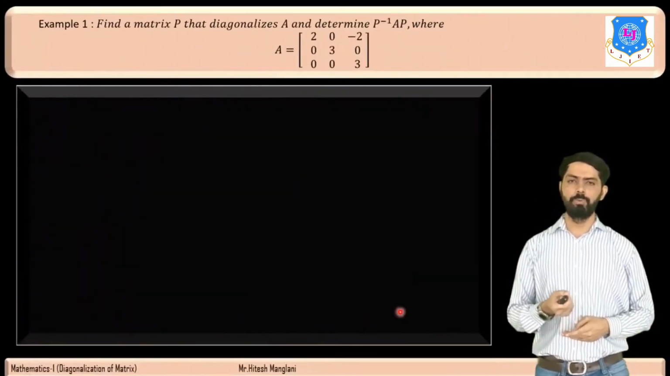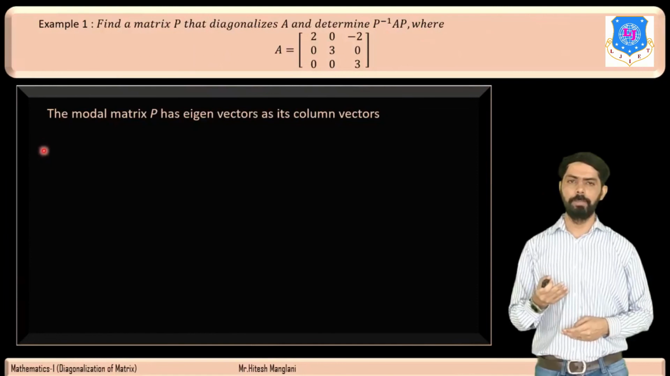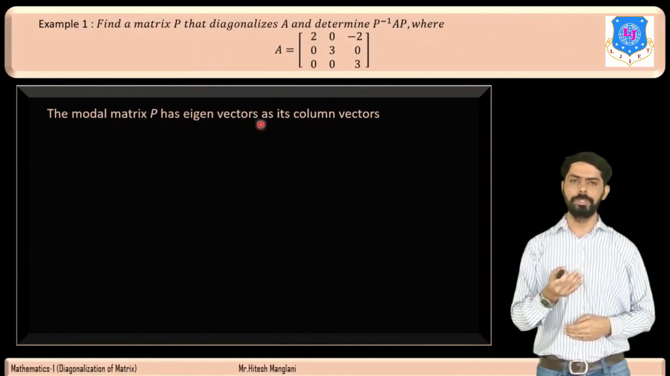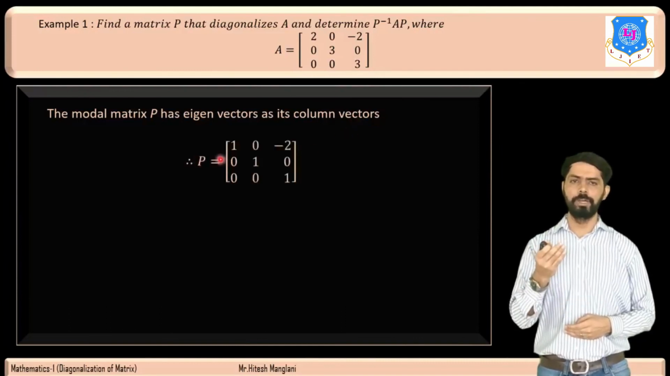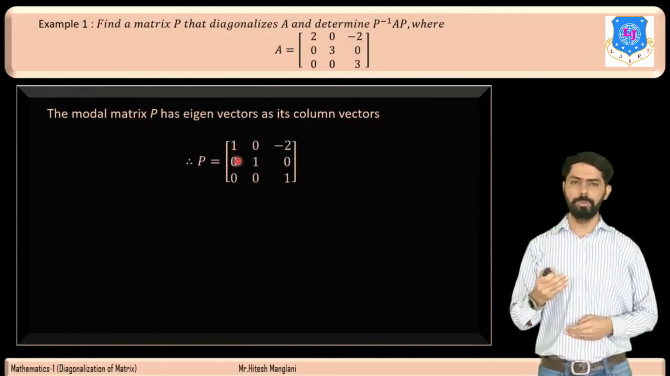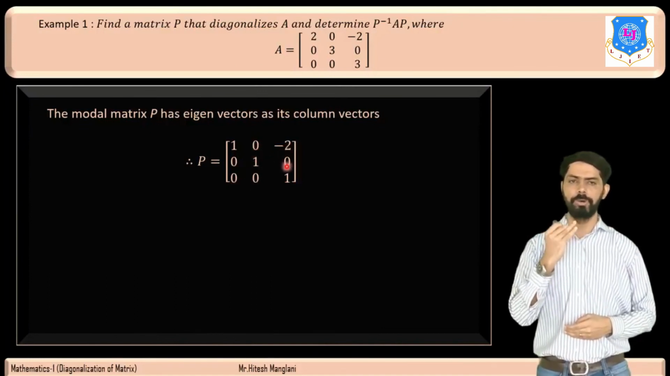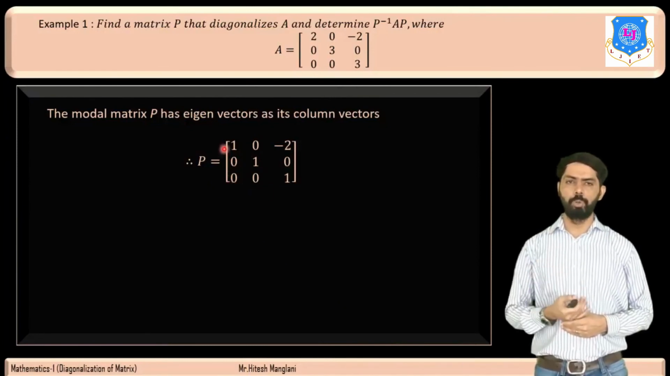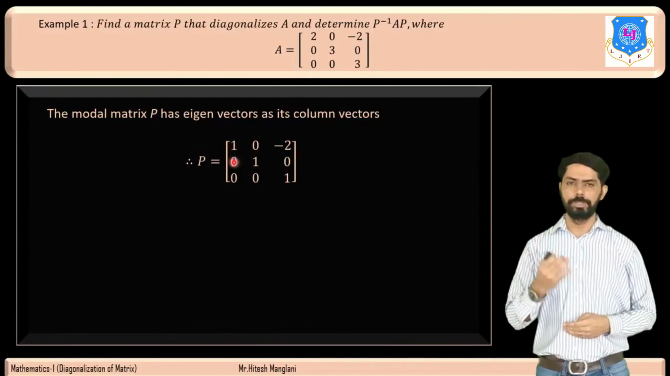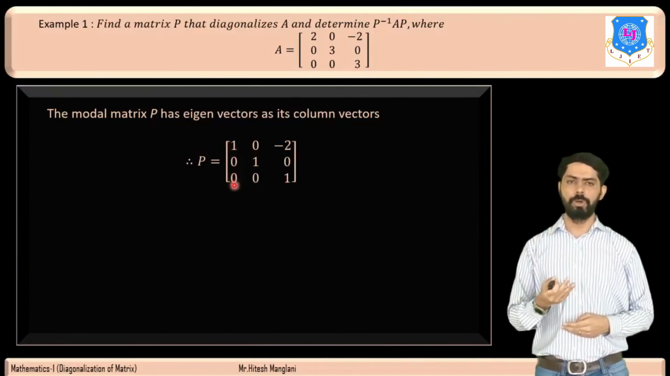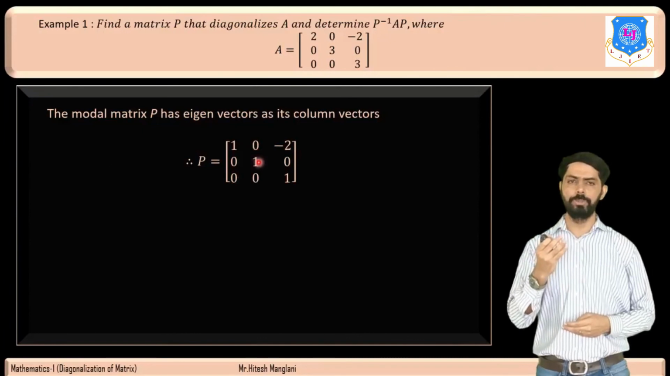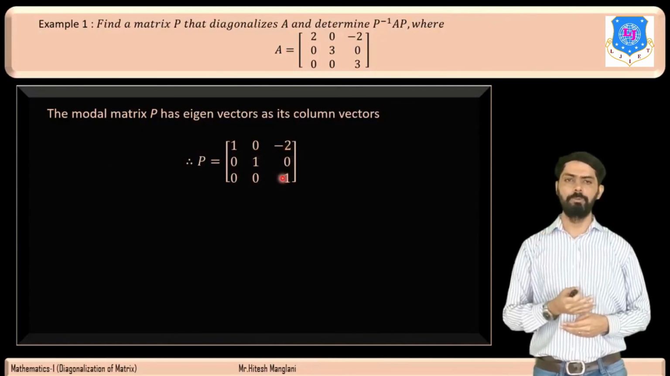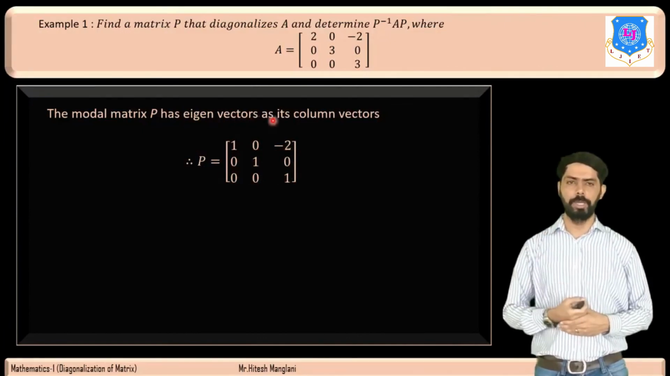Now here, as we have to find out the modal matrix, the modal matrix P has eigenvectors as its column vectors. So here modal matrix P will be, in first column, [1, 0, 0], then in second column [0, 1, 0], and in third column [-2, 0, 1]. So here we have obtained the eigenvector for lambda equal to 2, that is [1, 0, 0], and eigenvectors for lambda equal to 3 are [0, 1, 0] and [-2, 0, 1]. So here we will have to write down eigenvectors as its column vectors.